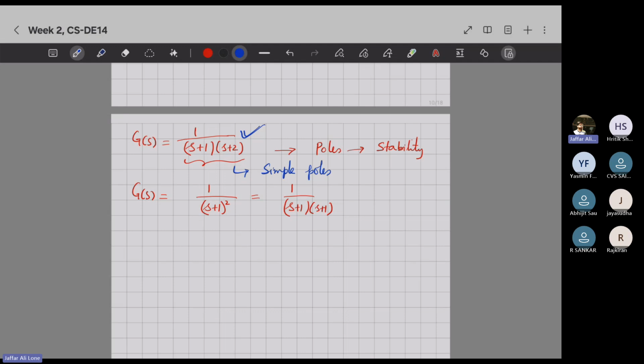If it is not a simple pole, it repeats itself, so the multiplicity, the order, will be given, like a pole of order 2. Like here, s = -1 is a pole of the system of order 2, right? Because it repeats itself. Okay, so as of now, simple poles are those poles which are not coincident. Fine.